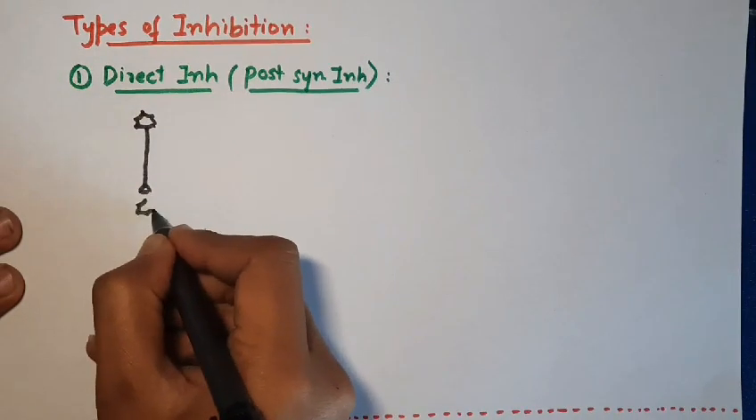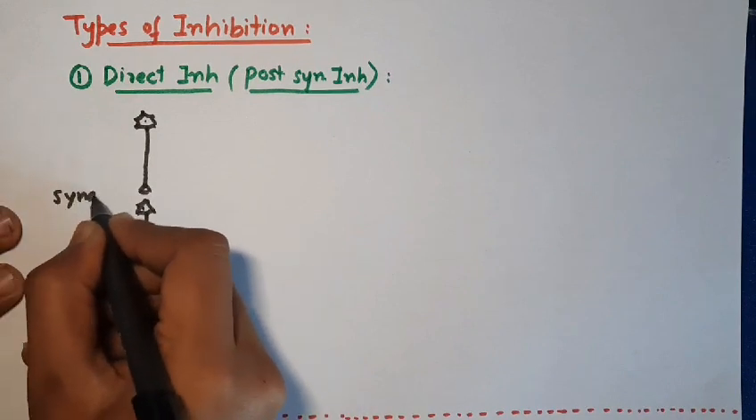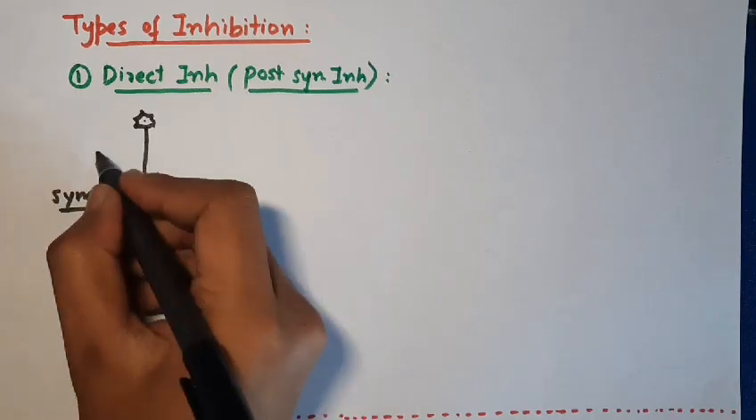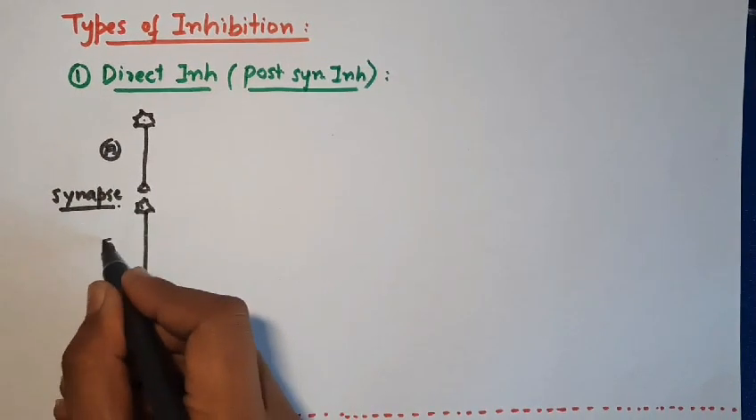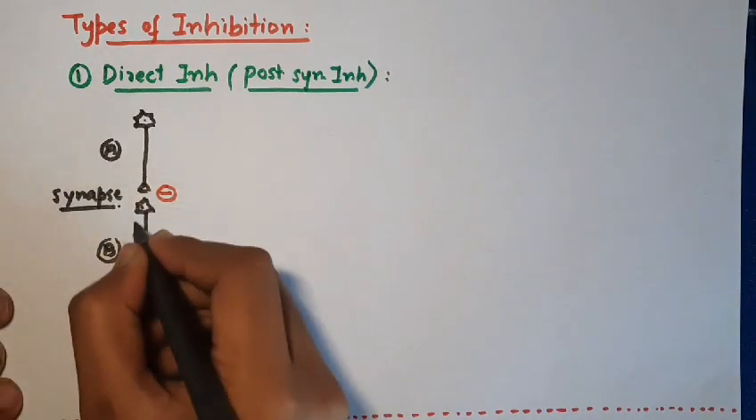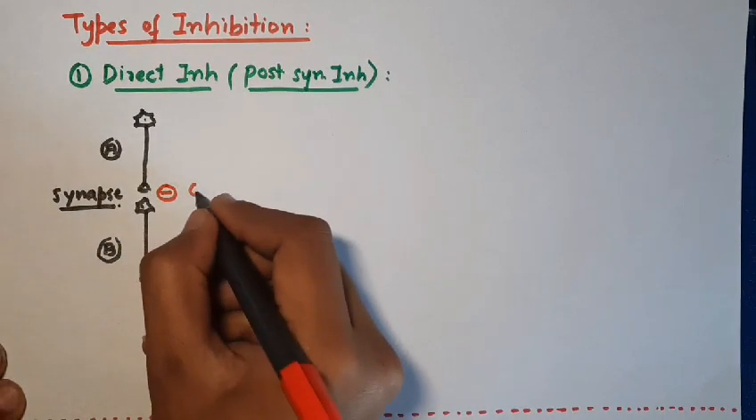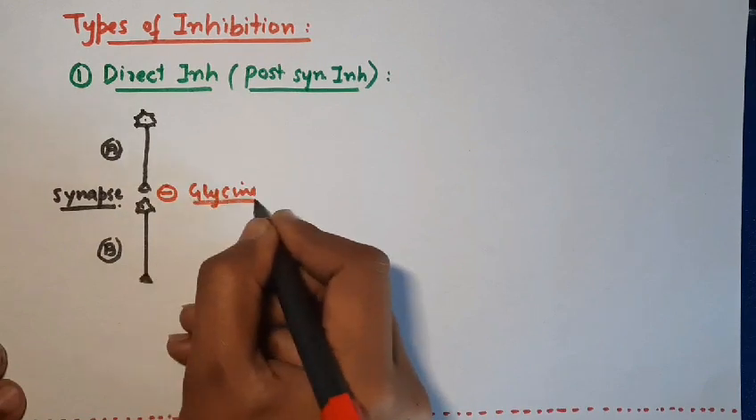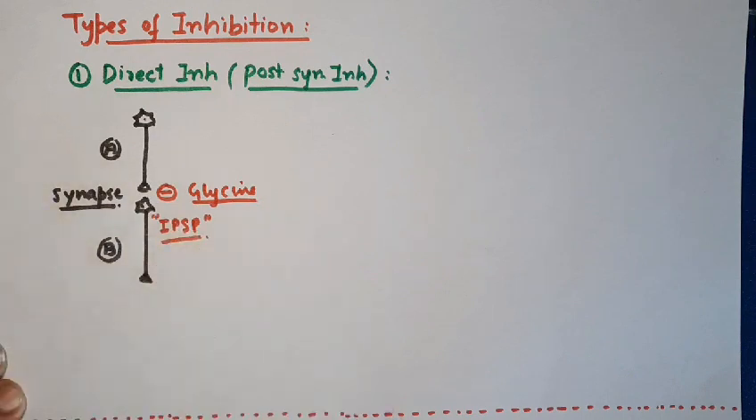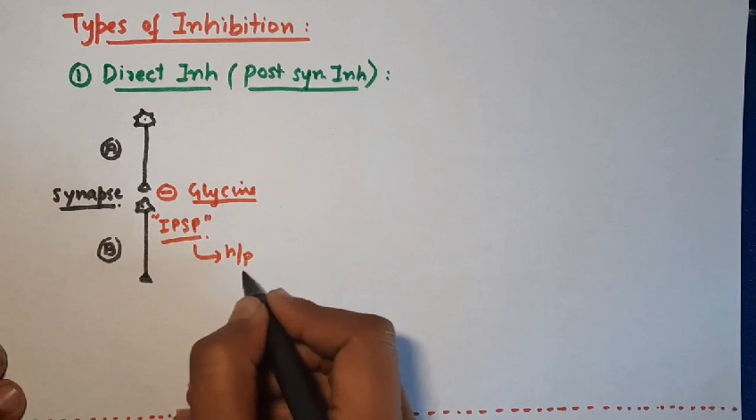This is neuron 1 and here is neuron 2, and in between these neurons there is formation of a synapse. Now in case of direct inhibition, neuron A, which is the presynaptic neuron, will directly inhibit neuron B, that means the postsynaptic neuron, by causing release of an inhibitory neurotransmitter, and in this case the inhibitory neurotransmitter happens to be glycine. So neuron A is directly going to inhibit neuron B by causing release of glycine, and this causes generation of inhibitory postsynaptic potential in neuron B.